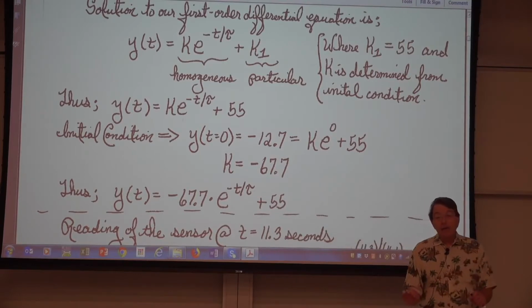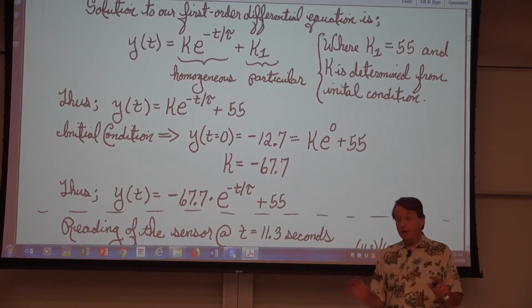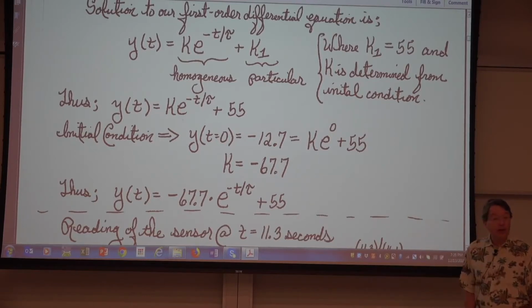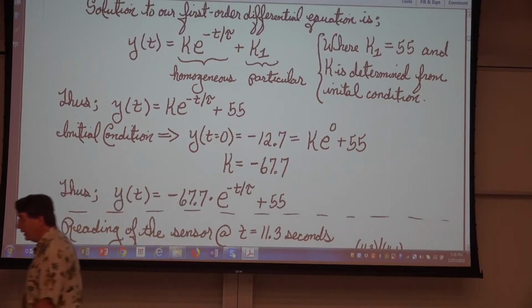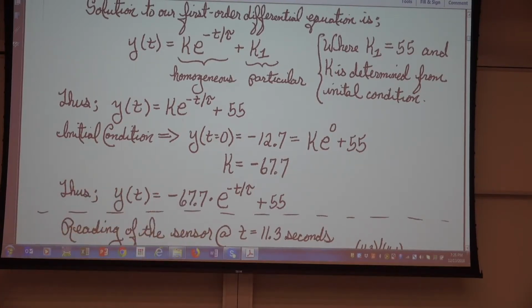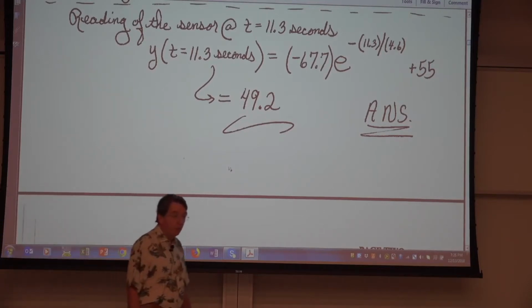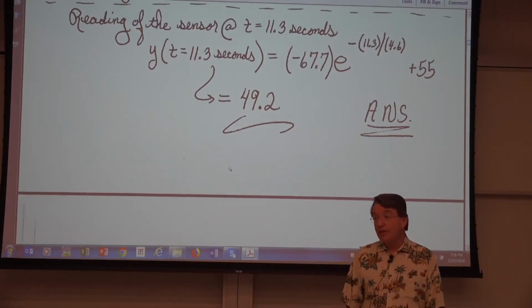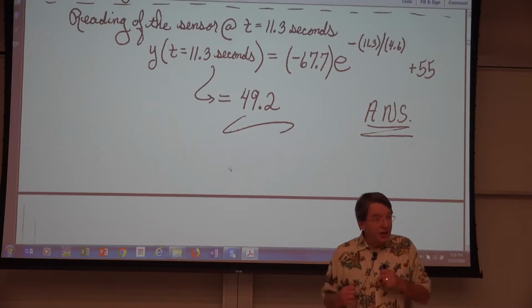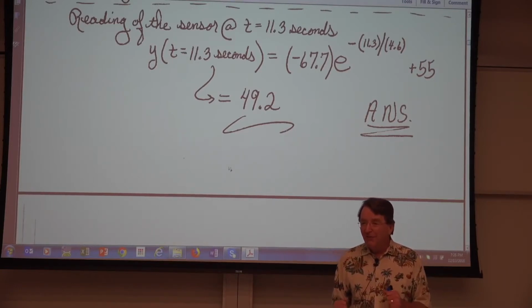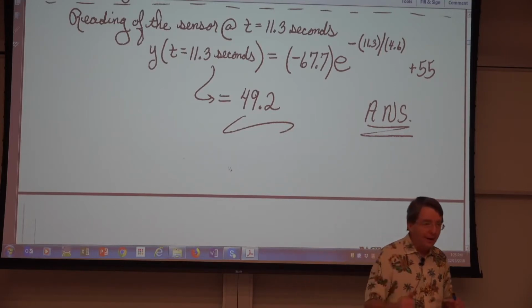So now we've got the equation that defines the first order sensor. And what we're asked is, tell me the output of the sensor at 11.3 seconds. So I just have to plug in 11.3 into that equation, and we got the answer, 49.2. Now, I'm hoping you think this is easy because it was meant to be easy, just to get you warmed up, doing some stretching exercises before the final.